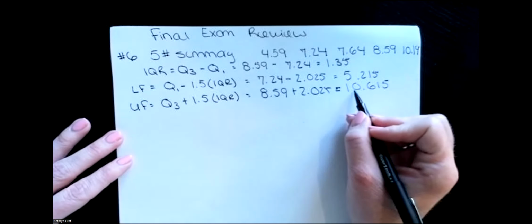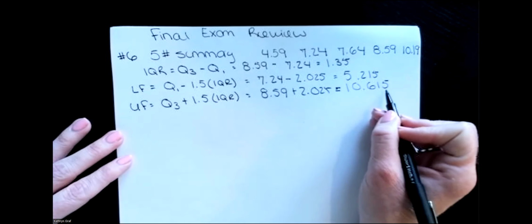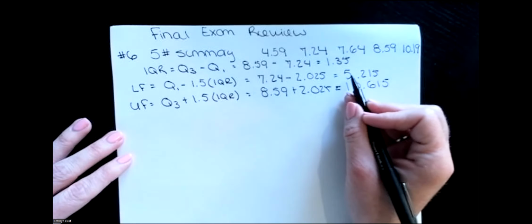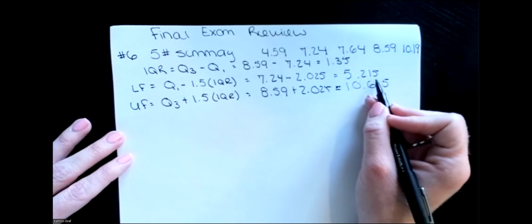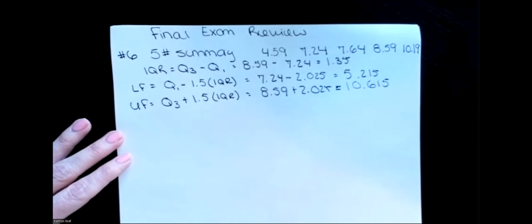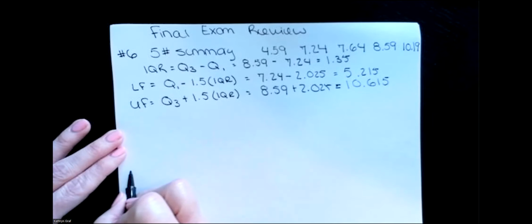So any value greater than the 10.615 will be considered an outlier or an unusual value, and any value under the 5.215 would also be considered an outlier or unusual value. So let's start drawing the box plot.